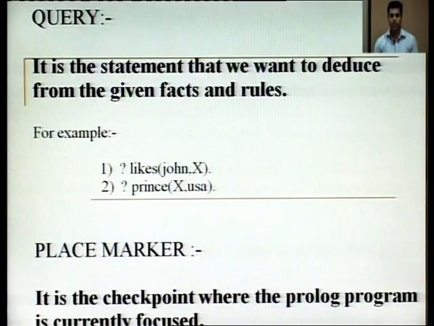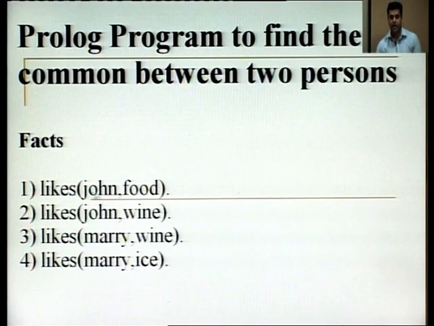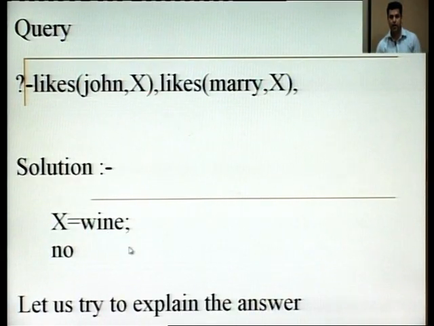See what actually Prolog does, how it actually executes the program. There is a concept of place markers. A place marker is a checkpoint where the Prolog program is currently focused. We will take this example of a program to explain the concept of place markers. Here in our program, we have 4 facts: John likes food, John likes wine, Mary likes wine, Mary likes ice. And we put the query likes John comma X, likes Mary comma X.